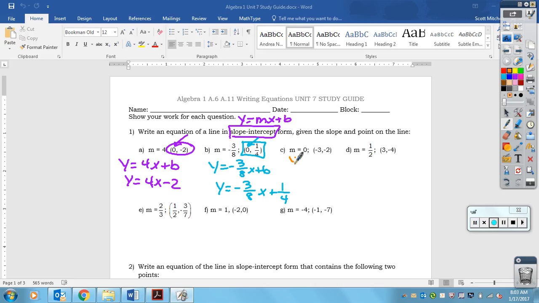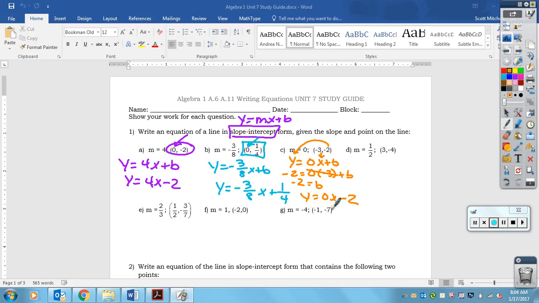C is also an extremely easy question if you know what you're doing. The slope is 0. You can always plug in y equals 0x plus b. Now you can plug in these coordinates. One of the ways to do it is just to plug in. If this is my x, negative 3, and this is my y, negative 2: negative 2 equals 0 times negative 3 plus b. 0 times negative 3 goes away. Now b equals negative 2, so my y-intercept is negative 2. This is y equals 0x minus 2.